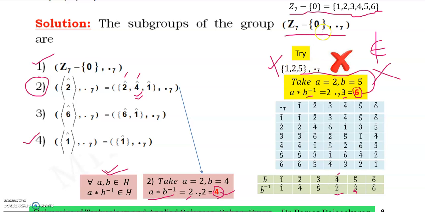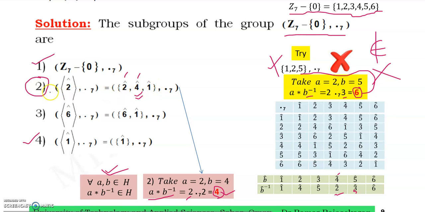Understand now? So you can take any element, means any one element, two elements, three elements, four elements, five elements, any subset you can select from the set. But you check this condition, a star b inverse. You find the final answer, and if it is inside the selected subset, then that is a subgroup. You have to check for every two elements. For example, you take 2 and 4, 2 and 1, 4 and 1, you check, then you list them. That is the condition for subgroup.